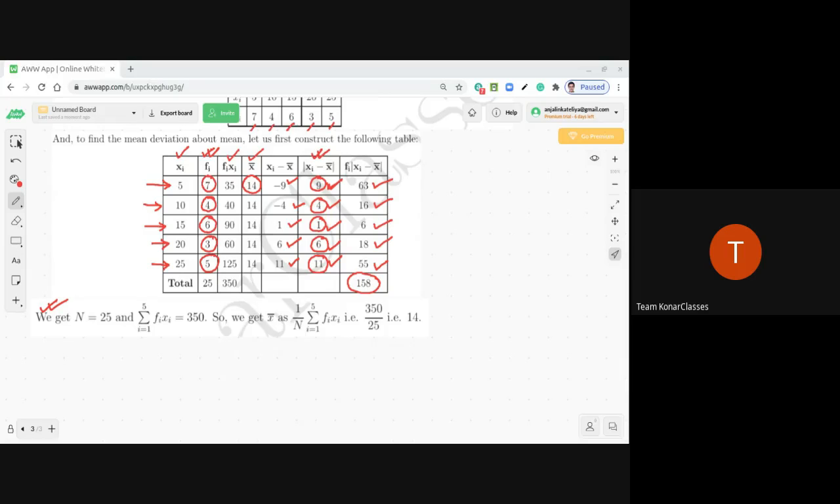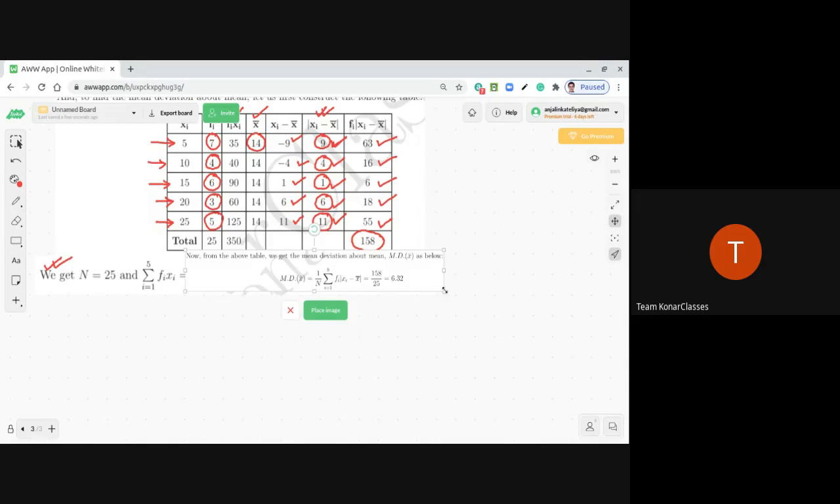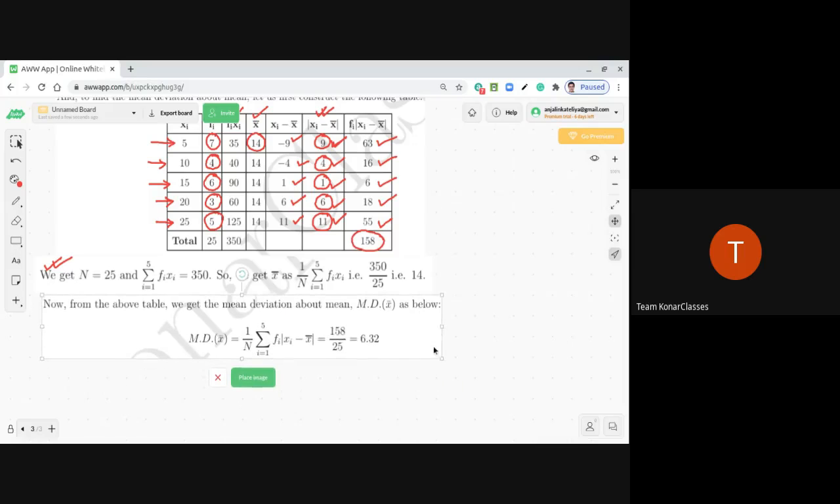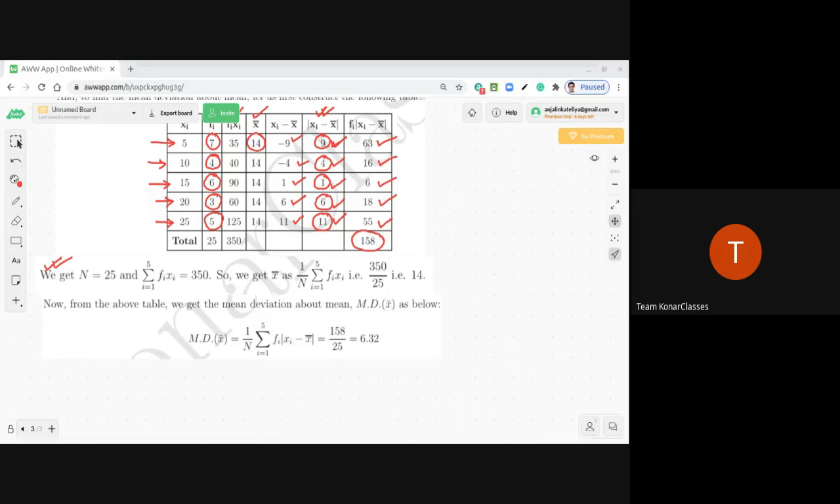Now, our task is very simple. The mean deviation about mean is going to be 158 divided by the number of observations, that is 25. That is 158 by 25, and if you calculate, you will get 6.32. I hope it is clear, dear students. Any doubt, never hesitate to let me know. So this is the value of mean deviation about mean for the given set of group data described under discrete frequency distribution.